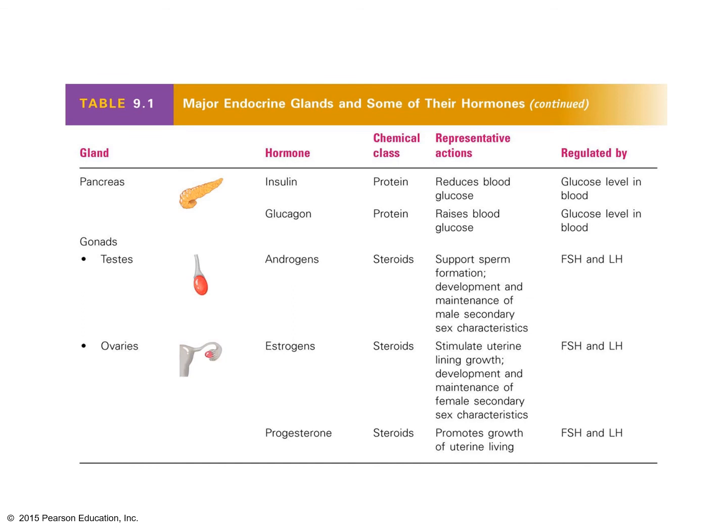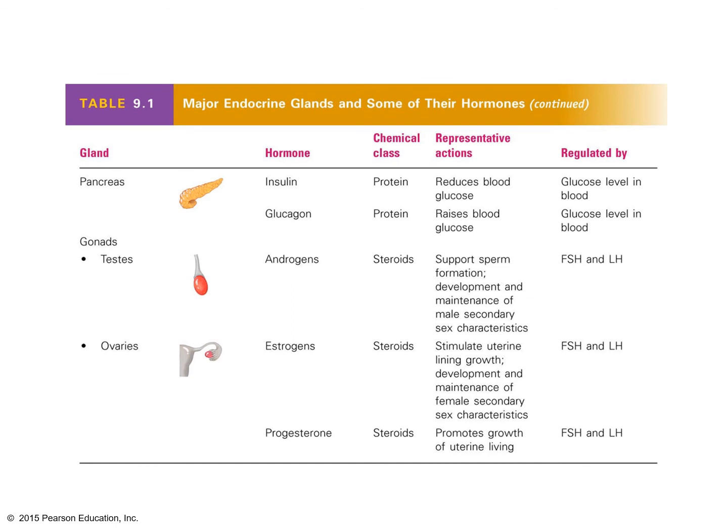Finally, we have the gonads, the testes for men and the ovaries for women. The testes release androgens, one of the major ones being testosterone. These are going to be a steroid-based hormone that supports sperm formation, development, and maintenance of male secondary sex characteristics.